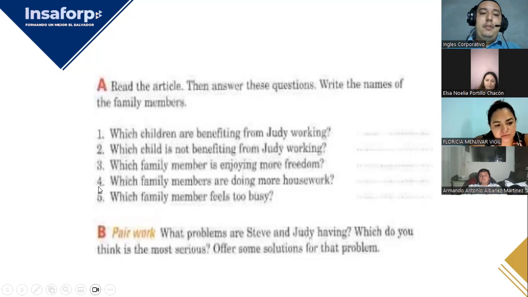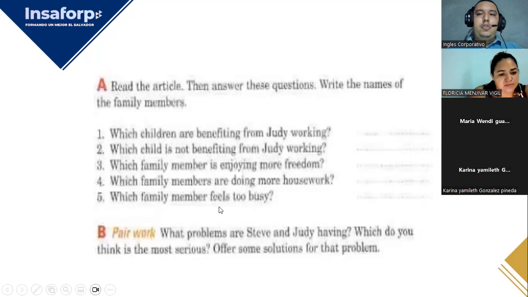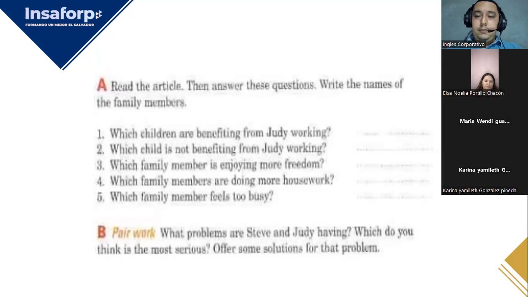Okay, what about number four? Which family members are doing more housework? Steven and Josh. They are doing more housework. Okay. What about number five? Which family member feels too busy? Busy, busy, busy. Which family member? Judy. Judy is feeling too busy.